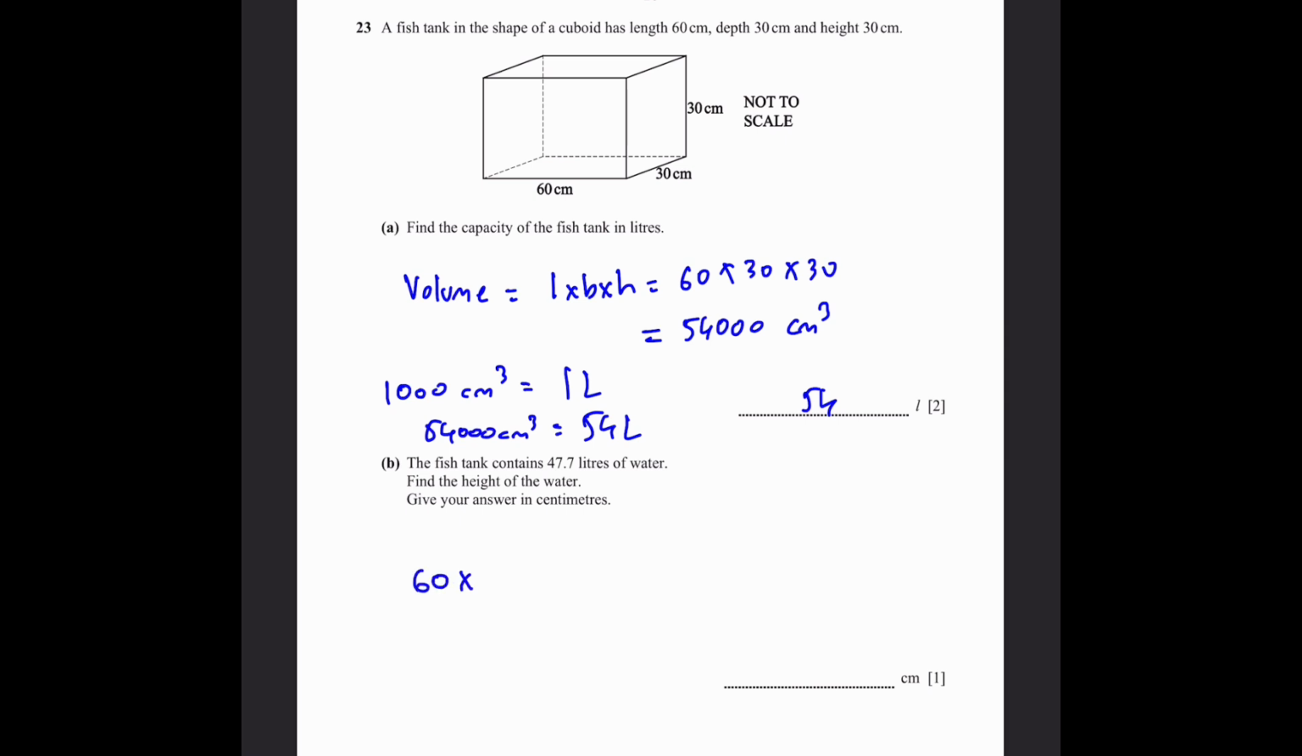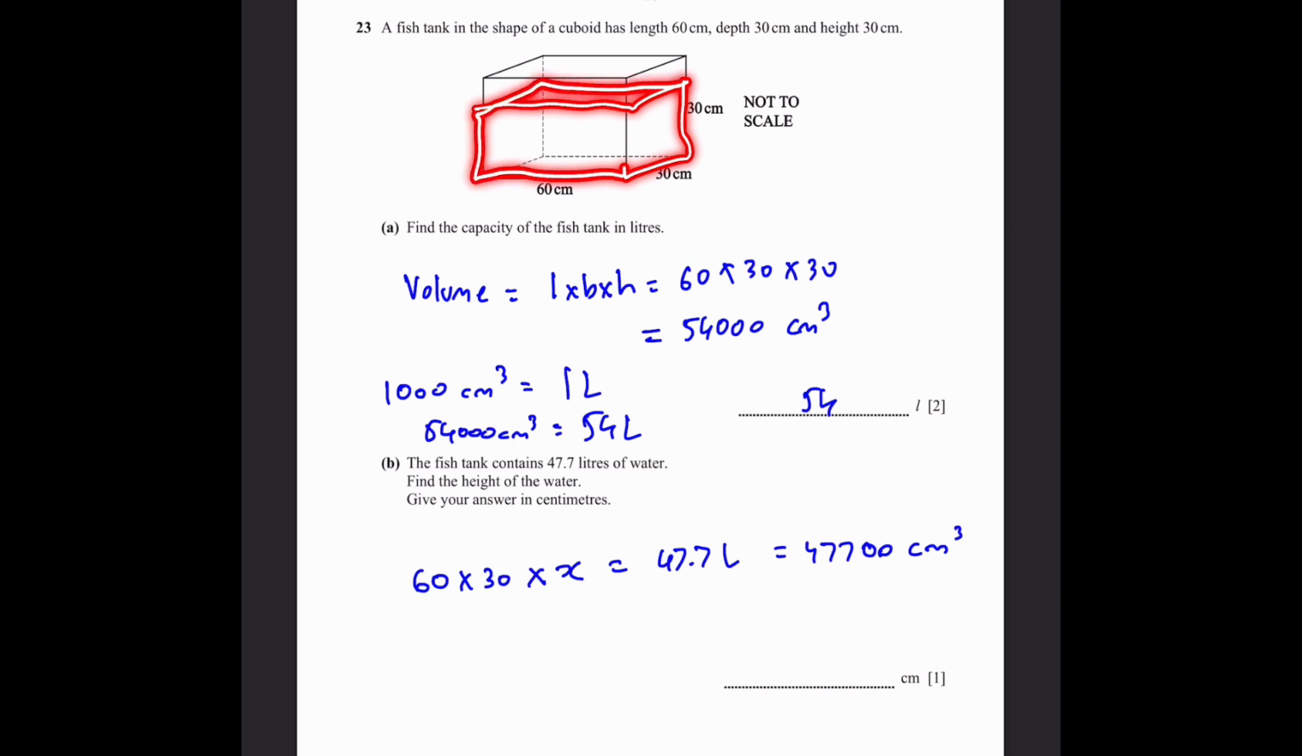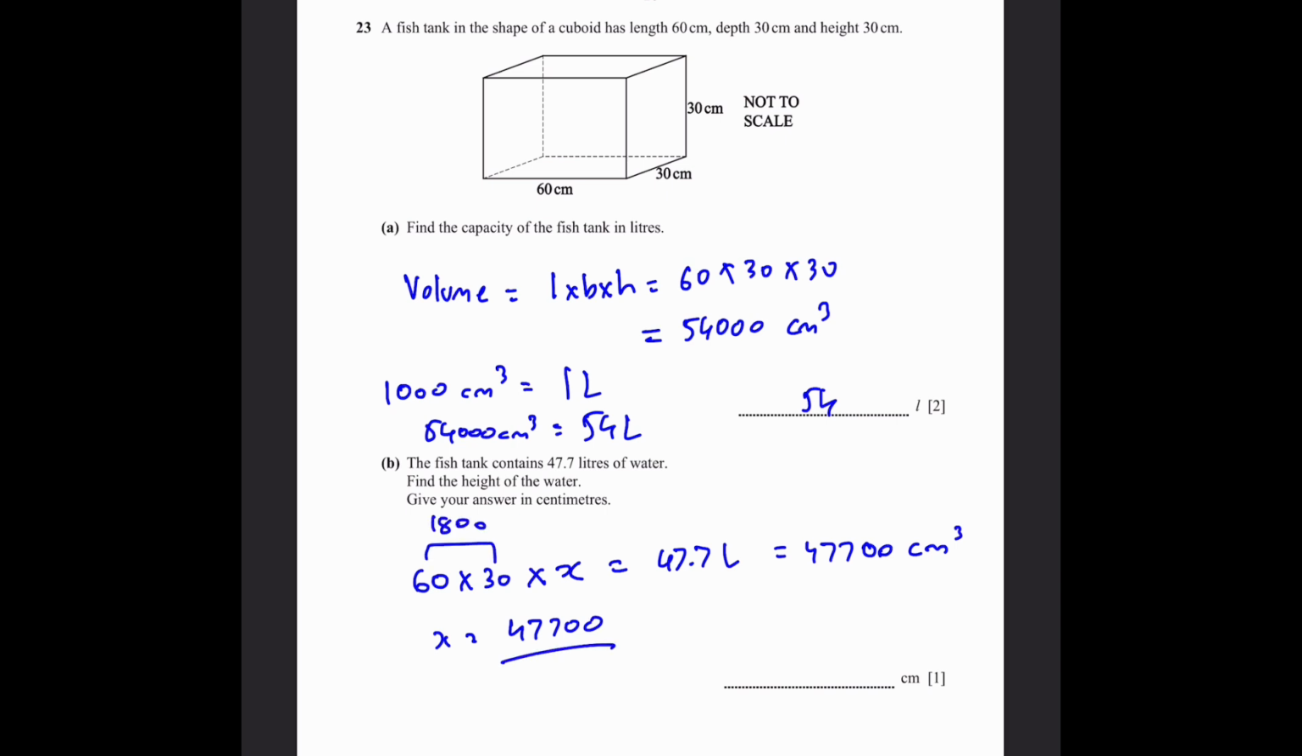So 60 into 30 into x is equal to 47.7 liters. That's equal to 47700 centimeters cubed. This is the volume of the cuboid till where the water is. So it's this one right here, which I've just drawn. And I'm assuming this part is the height of the water, x. So x is equal to 47700 divided by 60 into 30. This will become 1800.